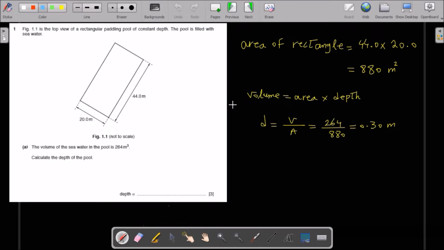Okay, first of all, we should find the area of the rectangle. So area of rectangle is 44 times 20, so we will get 880 meter square. Then volume is equal to area times depth. That's why depth is equal to volume divided by area. So volume is given 264 and area is 880. If you divide, you will get 0.30 meter.